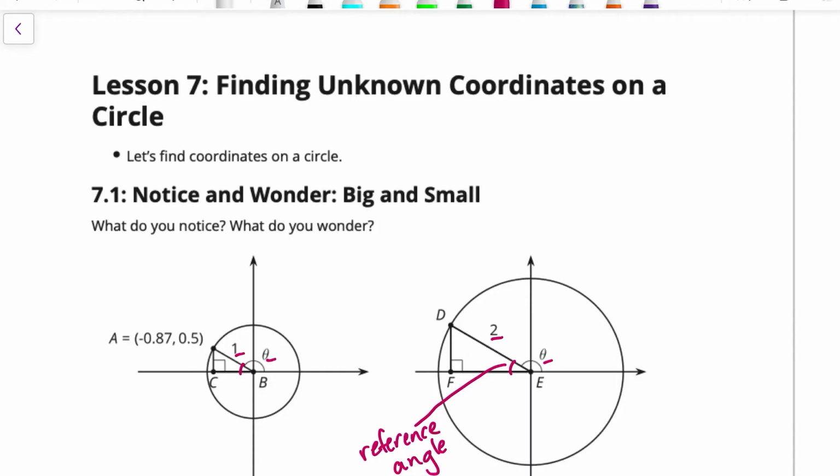Okay. Some things that you might wonder: is one of the triangles a dilation of the other? What might be the ordered pair for D? I think we could figure out the ordered pairs for C, but maybe what's the ordered pair for F? I don't know. There are other things that you could notice and wonder.